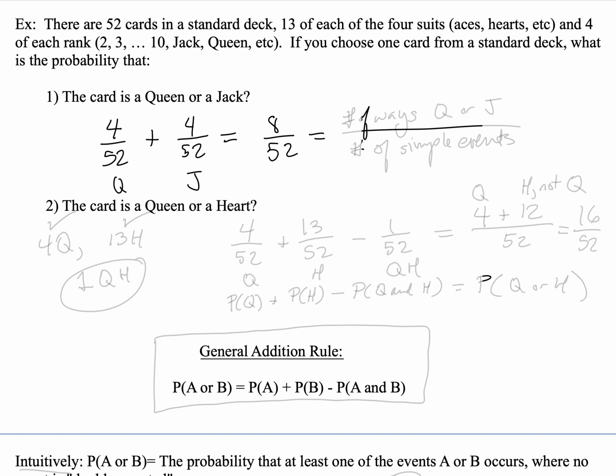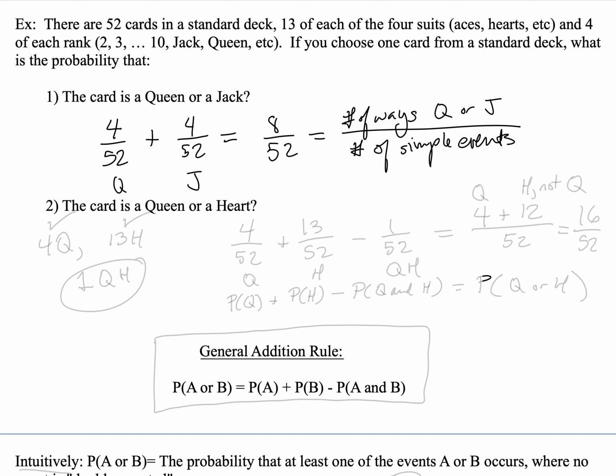That should be fairly clear, but just to remind ourselves, this is the number of ways that the queen or jack can occur, divided by the total number of simple events, the number of ways to draw the card. So 8 out of 52 is our solution.